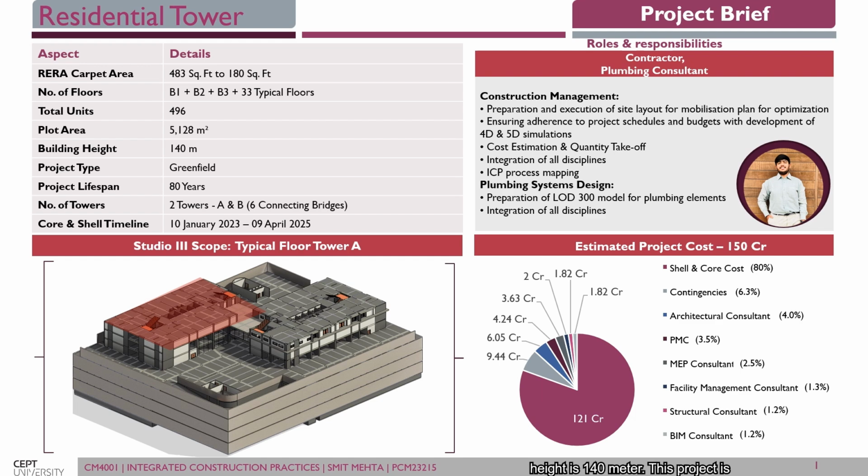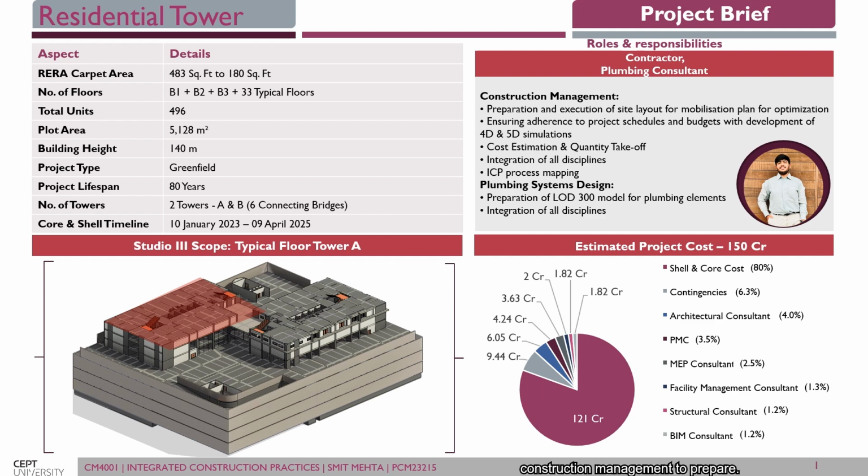This project has two towers, A and B, which have six connecting bridges. The project timeline runs from 10th January 2023 to 9th April 2025. For this project, I have taken the roles and responsibilities of contractor and plumbing consultant. For the different roles and responsibilities, the same team has worked on it.